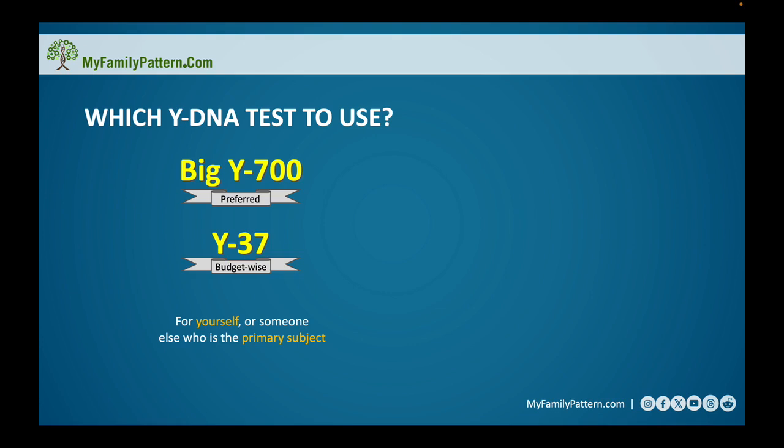And Family Tree DNA tells you whether you have a lot of other matches, either at the Y111 or the Big Y700 level. And if you do, you can later upgrade to it.